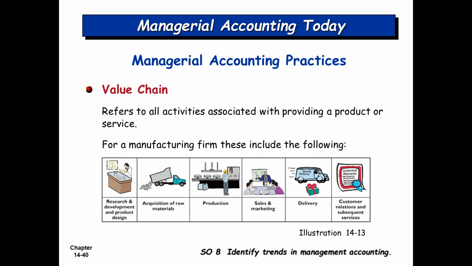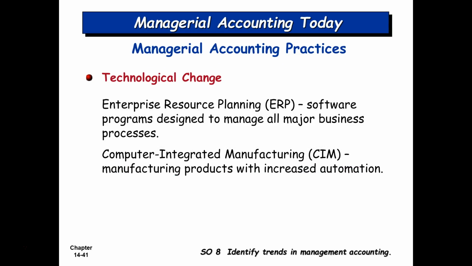We also have a lot of technology changes. ERP, some of you may have heard of that, Enterprise Resource Plan. Using one system to control several systems. We find that to be more effective and more efficient. Computer integrated manufacturing. Again, using automation to produce things.